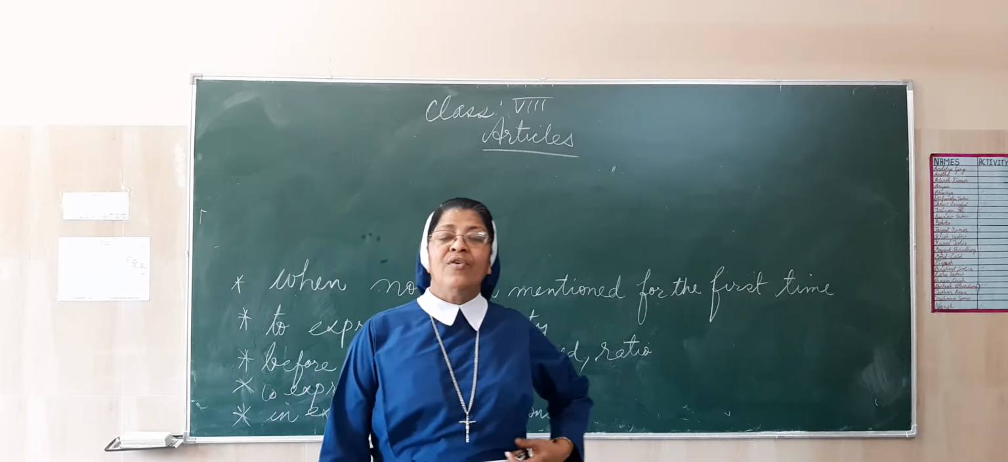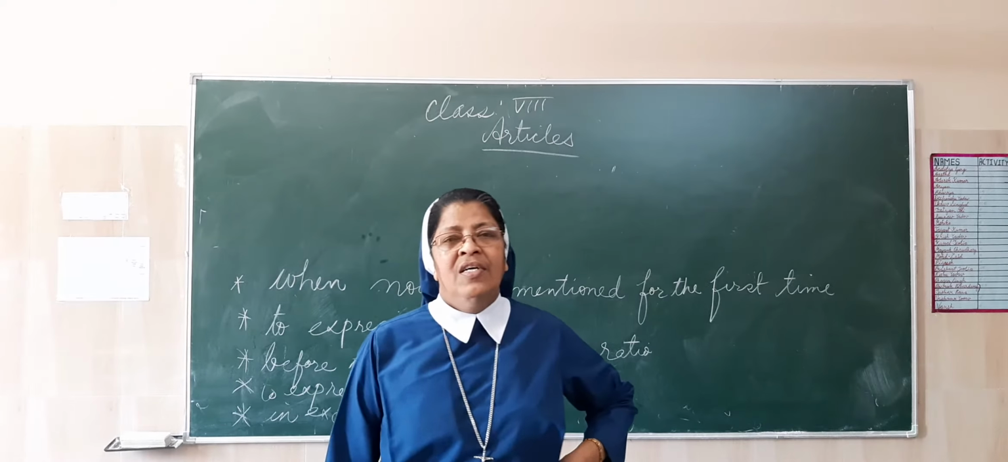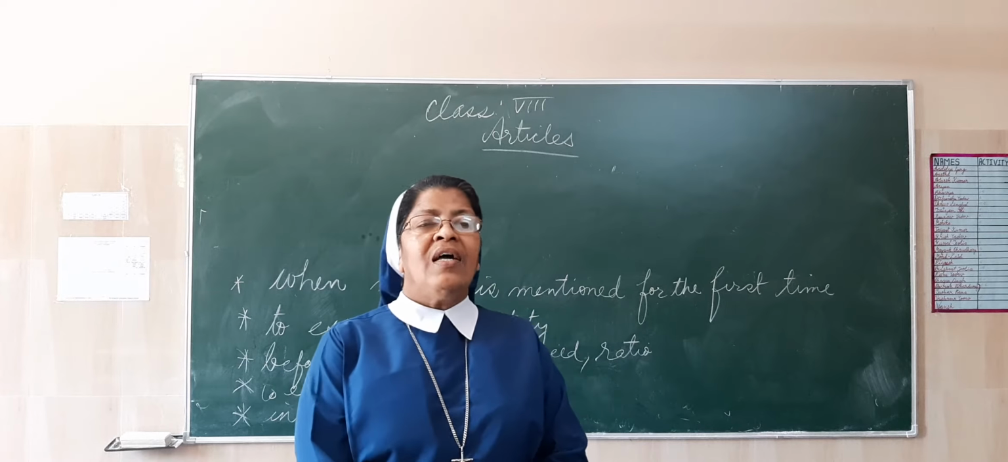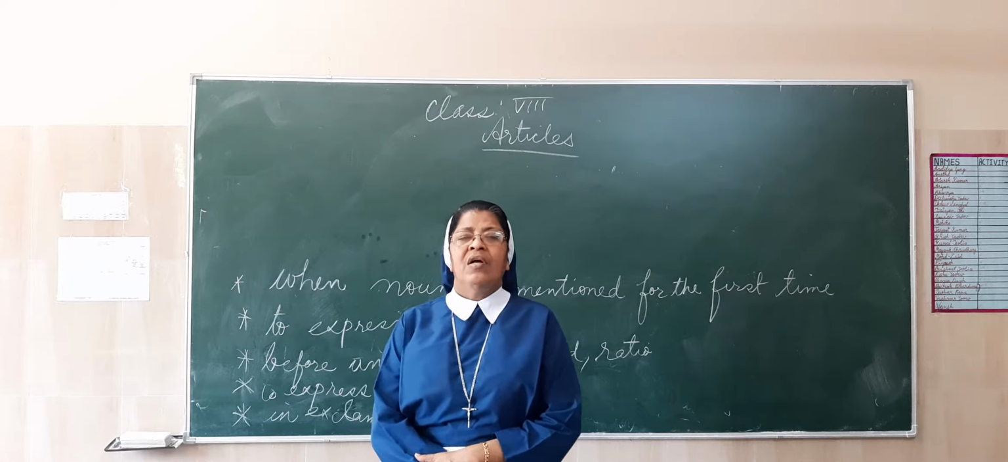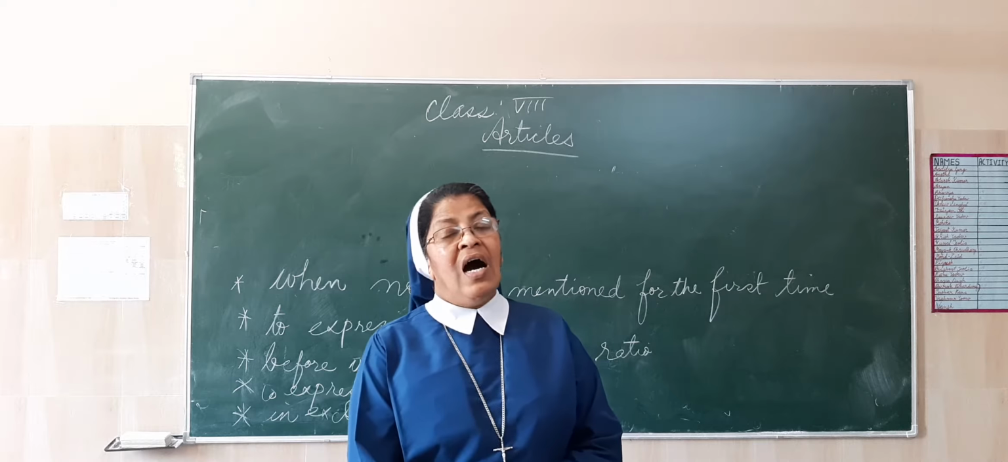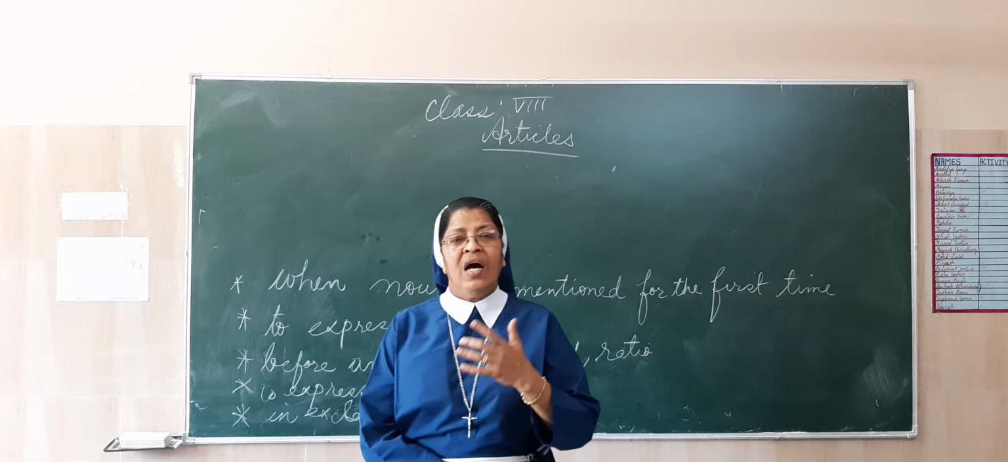Today we will have the continuation of the class, that is on determiners. So we already learned that there are 6 types of determiners. Today we shall deal with the first one, that is the article. Now you all have already learned what articles are.